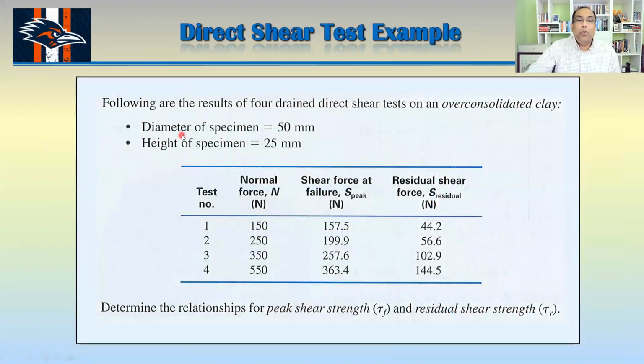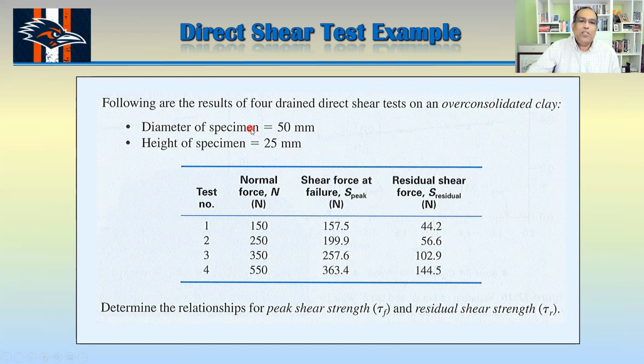Now, this is an example to show what you have to calculate from your data. Following are the results from 4 drained direct shear tests on an over-consolidated clay. As soon as they say over-consolidated clay, this means they have C, okay? Who doesn't have C? First of all, if it is sand, it doesn't have any C. If it is normally consolidated soil, it doesn't have any C. Okay, now we'll just try to find out from there.